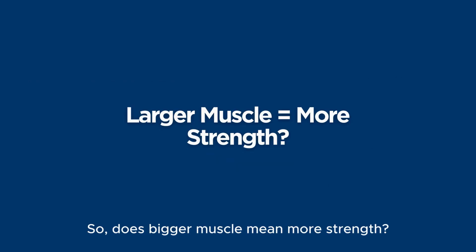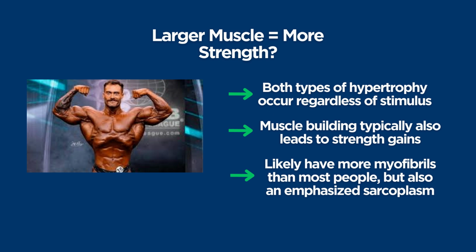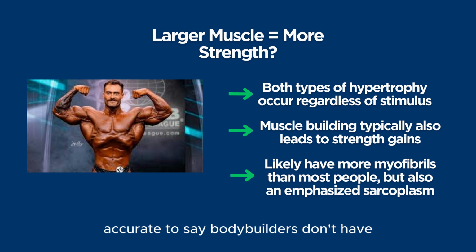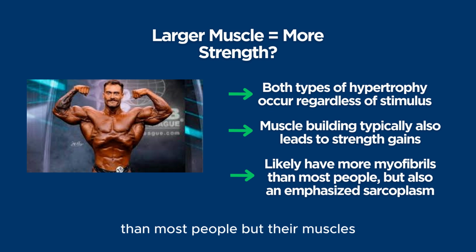So, does bigger muscle mean more strength? Because both types of hypertrophy occur regardless of the type of lifting stimulus, an increase in muscle size also leads to an increase in strength. That's why it's not entirely accurate to say bodybuilders don't have functional muscle. They likely have more myofibrils than most people, but their muscles are also likely composed of more sarcoplasm than most people as well.